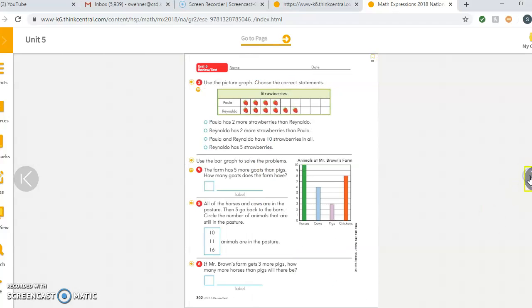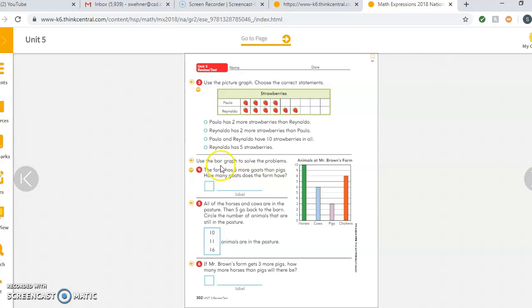Turn your page over. Now you should be on page 302. 302 says, use the picture graph. Choose the correct statements. So let's make sure that you read this graph first. The title is Strawberries, and it looks like we have Paula and Ronaldo. So you're going to read each one of these sentences. If it's correct, color in the circle in front of it. There may be more than one correct answer. Okay?